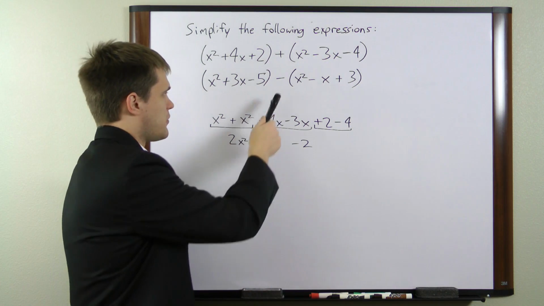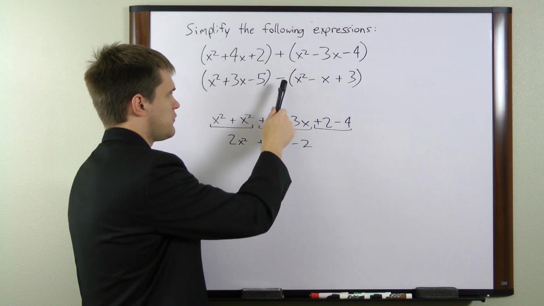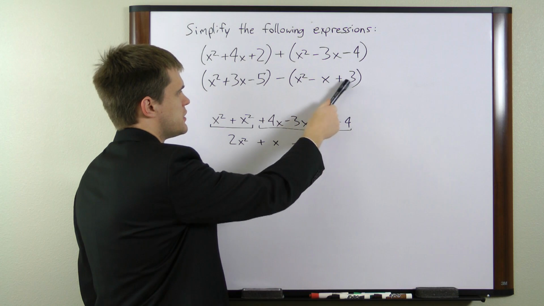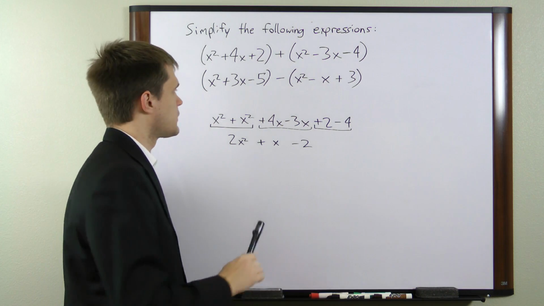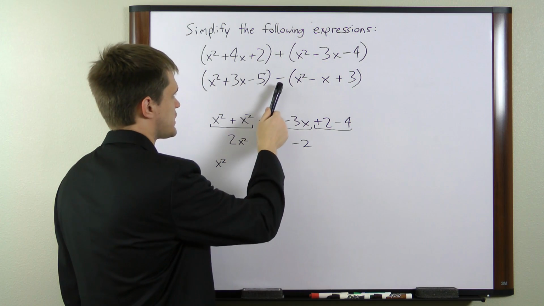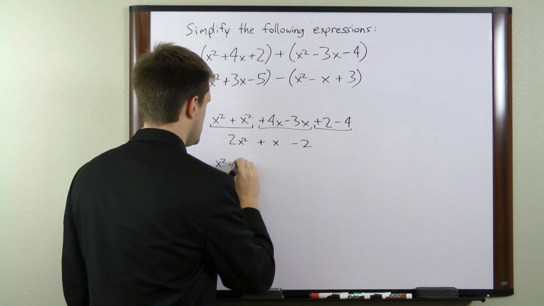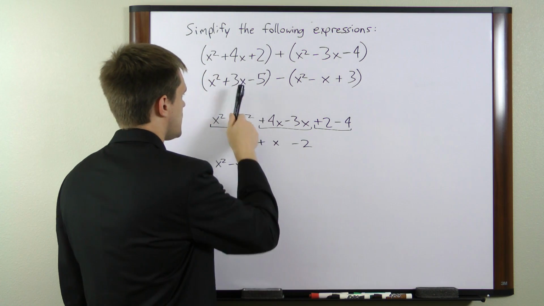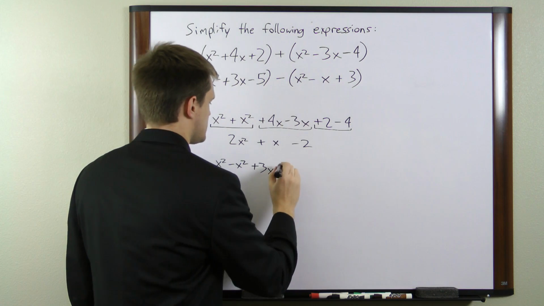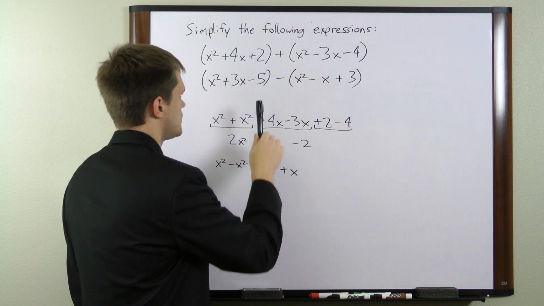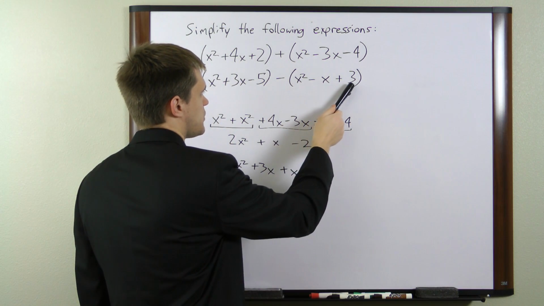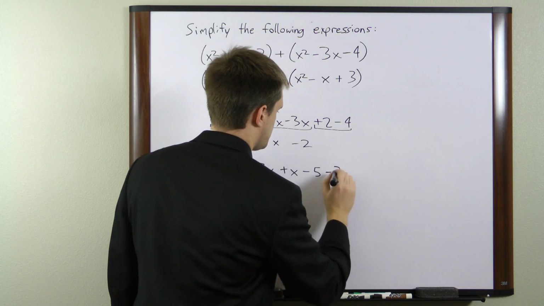In the second example, we have a minus sign here, so we have to be careful to carry this minus sign through when we try to include the second and third terms of the second expression. So we'll start here. We have an x squared, and then from the second expression, minus x squared, plus 3x, minus negative x, so that's a plus x, minus 5, minus plus 3, so minus 3.